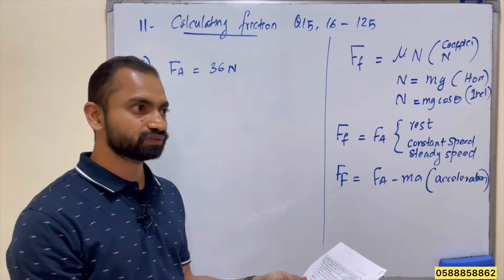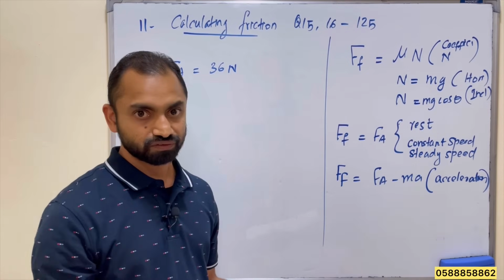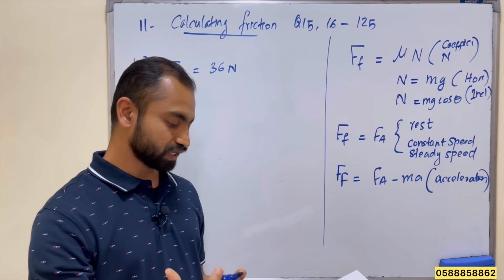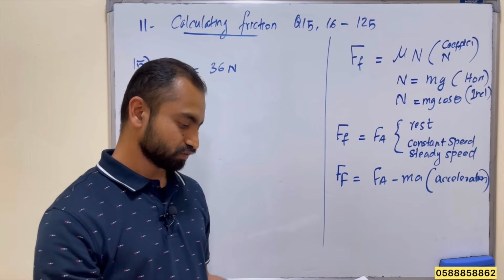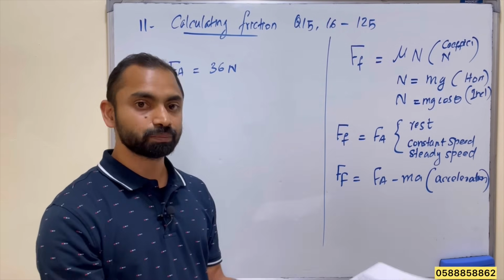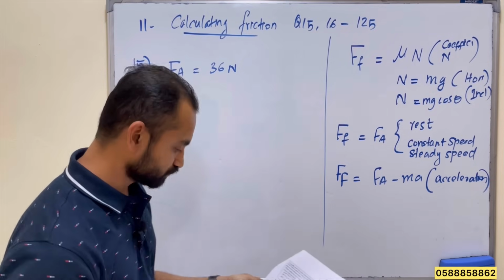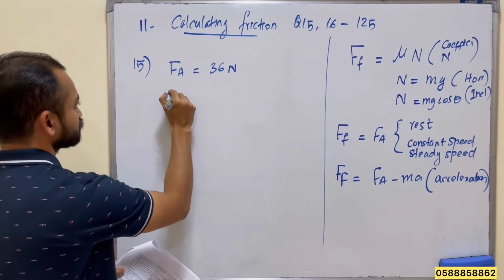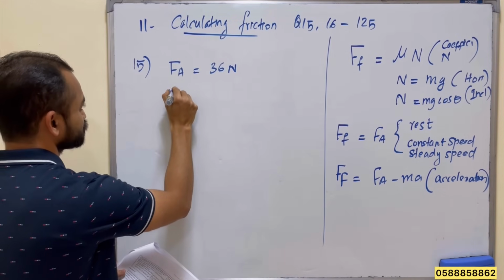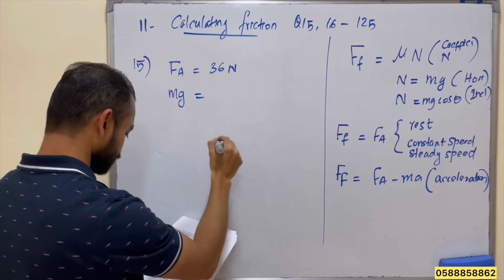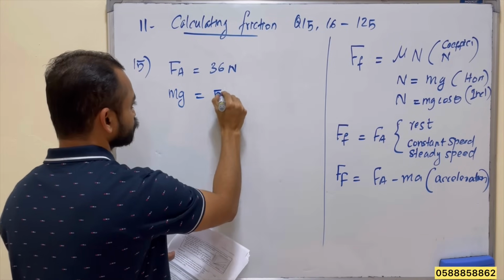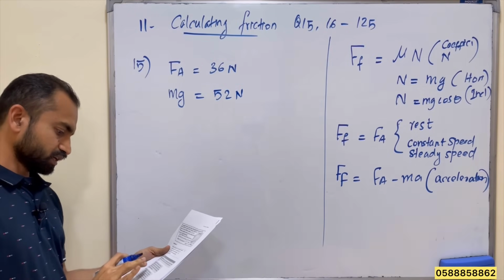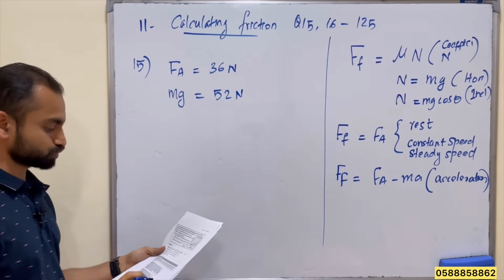What is the meaning of 52 Newton sled? Newton is a force, right? A 52 Newton sled means the weight of the sled is 52 Newton. For example, a 5 kilogram apple means the mass of the apple is 5 kilogram. So a 52 Newton sled means the weight, mg, right? So mg is directly given, weight is mg, 52 Newton. What else is given? Across a cement sidewalk at a constant speed.